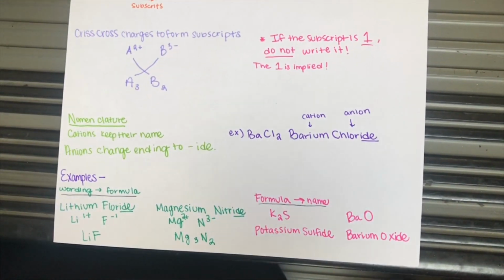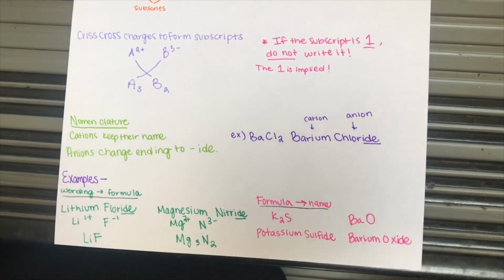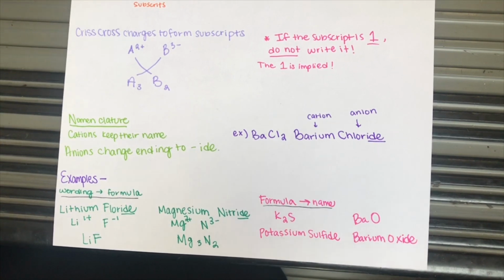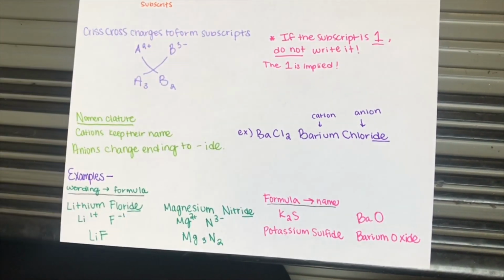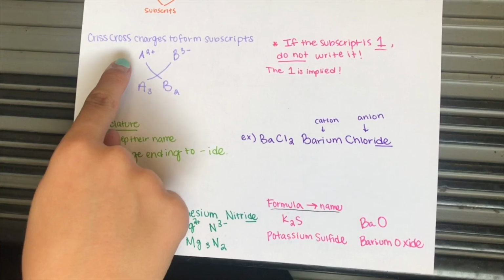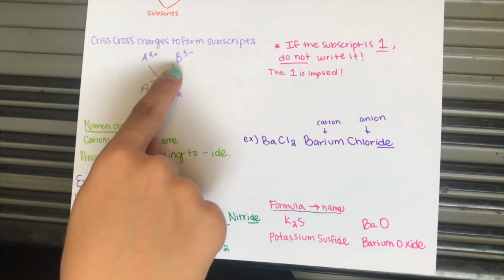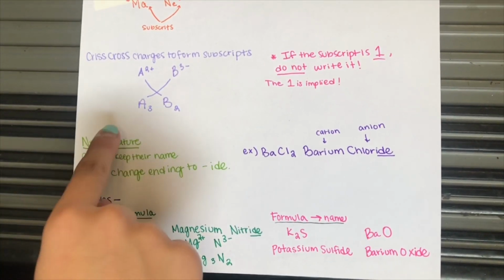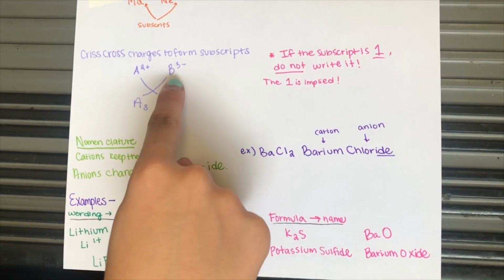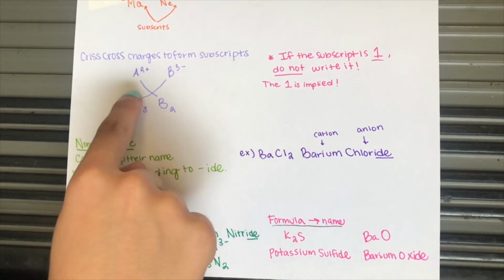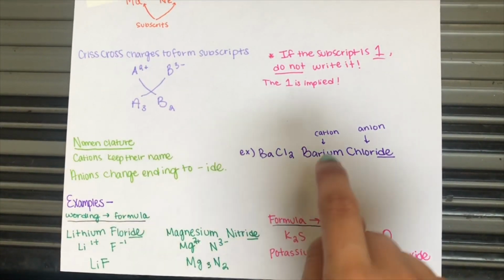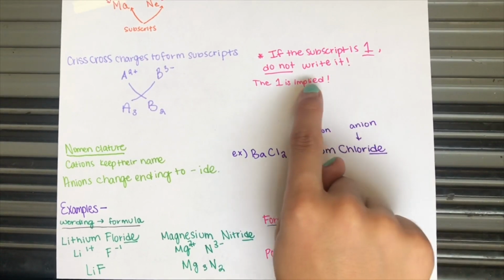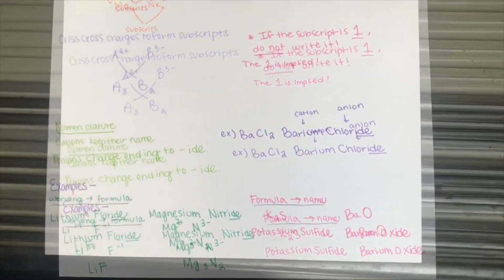To find the binary representative ionic compound, you have to crisscross charges to form subscripts. For example, A and B are two different elements. A has a positive charge of 2 and B has a negative charge of 3. You then crisscross the charges, and now A has a subscript of 3 and B has a subscript of 2. If the subscript is 1, we do not write it because the number 1 is implied.